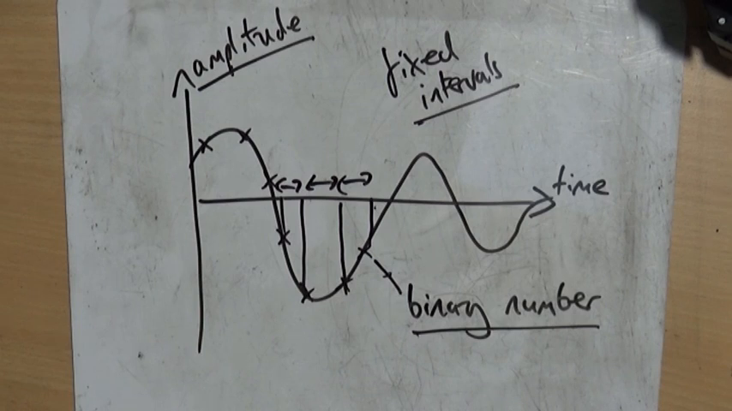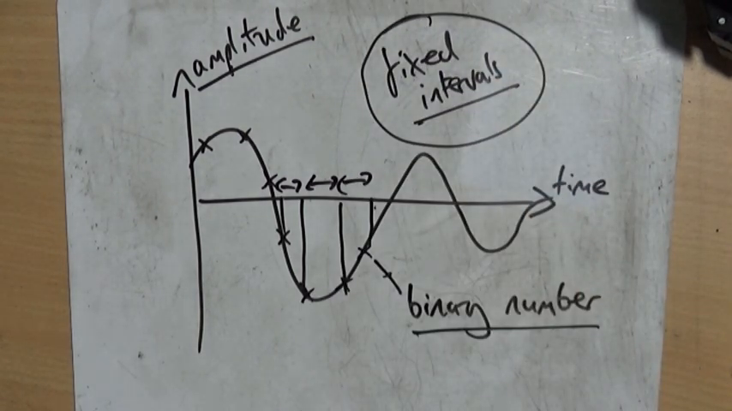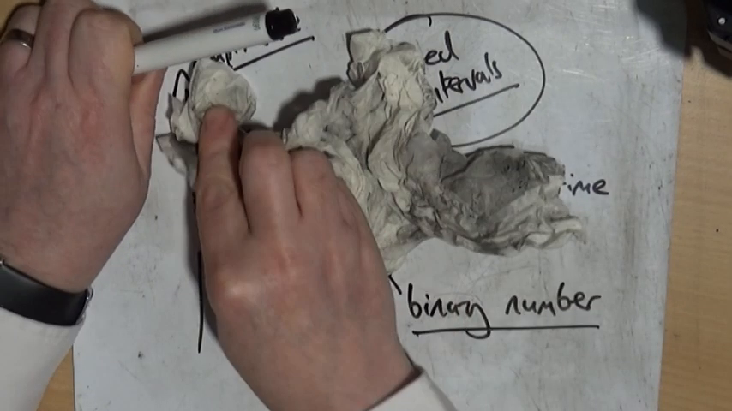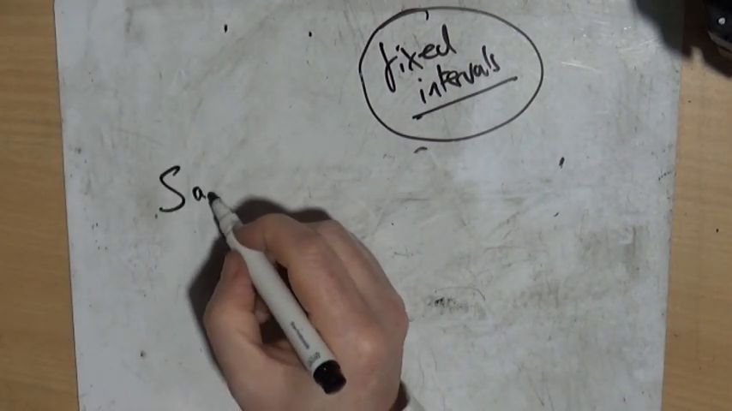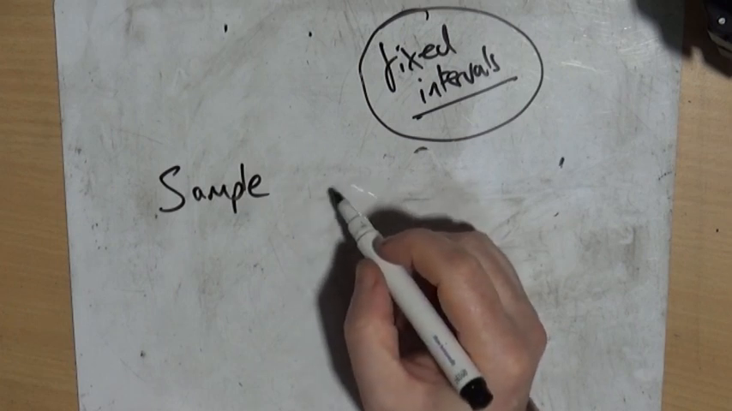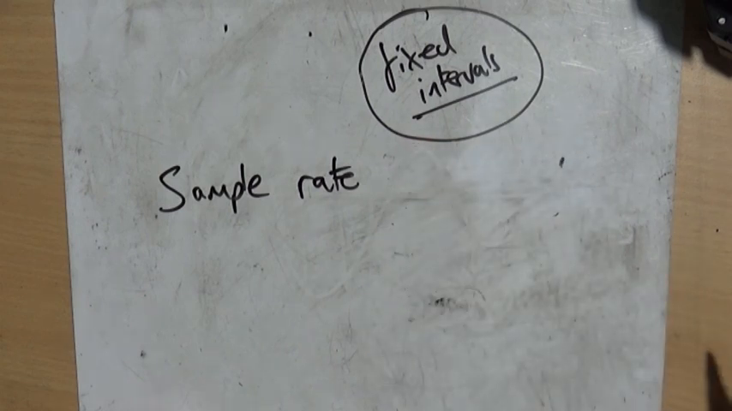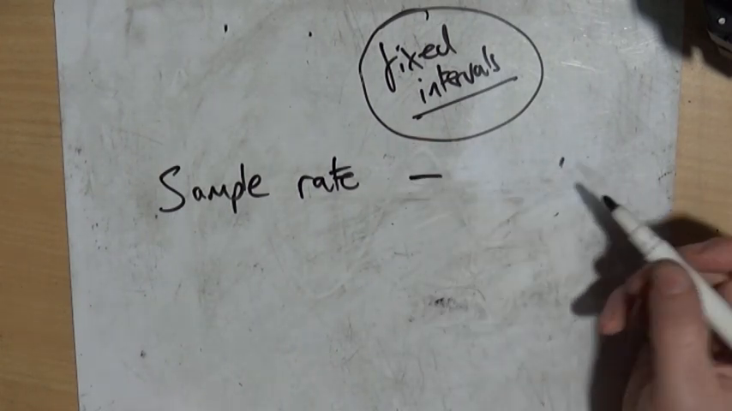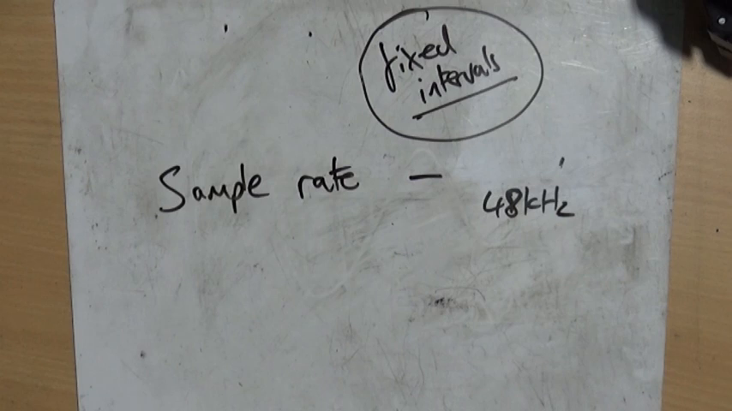Now there are two issues around this that we need to be aware of. And the first one is the size of those fixed intervals. And the size of those fixed intervals is known as the sample rate. So I'm just going to make some space on this whiteboard so we can make a few notes on key phrases that we need to know. So the sample rate is how frequently we record those samples. And it's measured in hertz because it's the number of samples per second. A typical sample rate for a piece of music might be 48 kilohertz. And when you're recording, you can change this sample rate and see what it does.